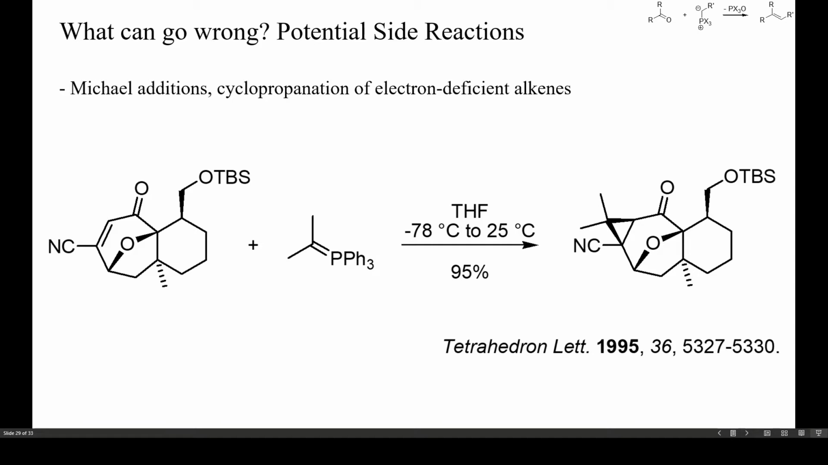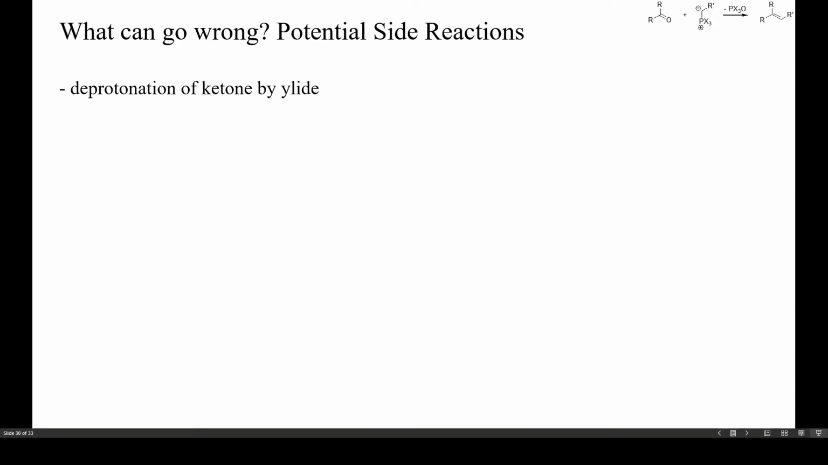Electron-deficient olefins may even be cyclopropanated by phosphorus ylides, as in this example. In this case, the keto group was sterically too shielded to compete with the highly electrophilic alkene for the nucleophile. If despite an excess of phosphorus ylide only a partial conversion of a ketone can be attained, this may be due to deprotonation of the ketone by the ylide.